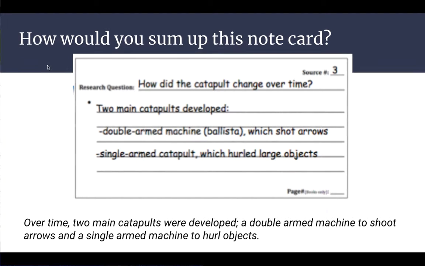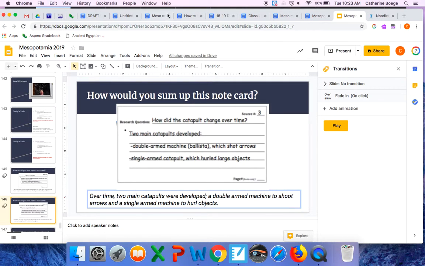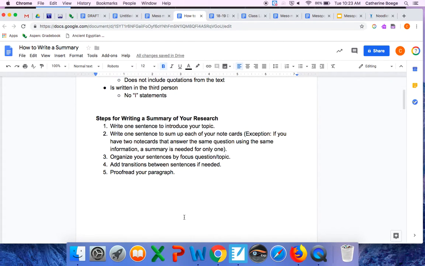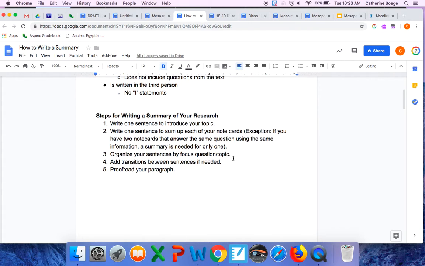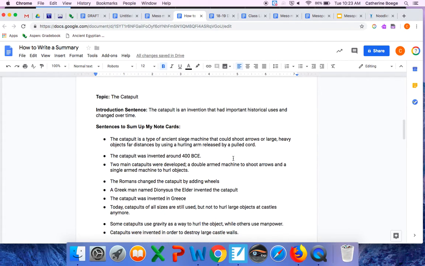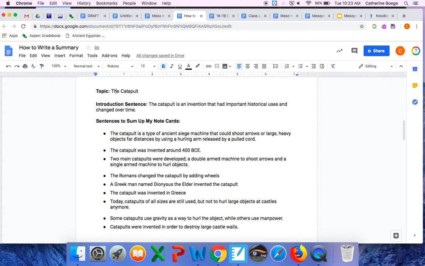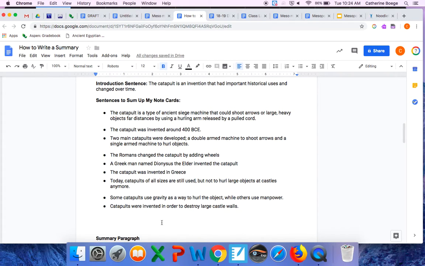Once you've had a chance to go through this process for each of your note cards, summing it up, then you're ready for step 3. Step 3 is to organize your sentences by focus question or topic. So if you go to this next page here, my topic is the catapult. The introduction sentence I came up with is this. The catapult is an invention that had important historical uses and changed over time. Here are the 9 sentences I used to sum up my note cards.